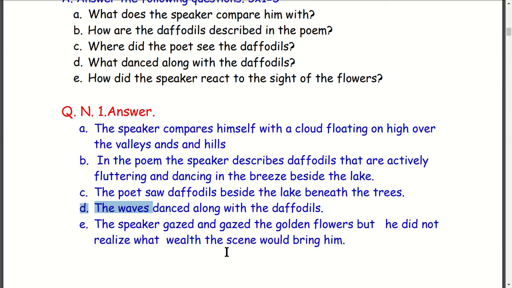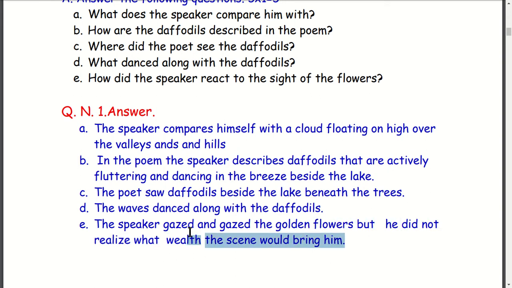But he did not realize what wealth the scene would bring him, because he was busy gazing, watching them, enjoying them, watching their beauty, dancing and activities. He did not have time to understand the importance of the flowers brought to him in his life. So the speaker gazed and gazed at the golden flowers, but he did not realize what wealth the scene would bring him.